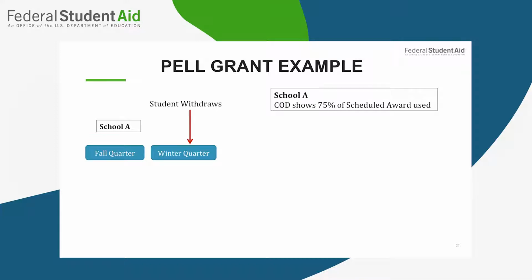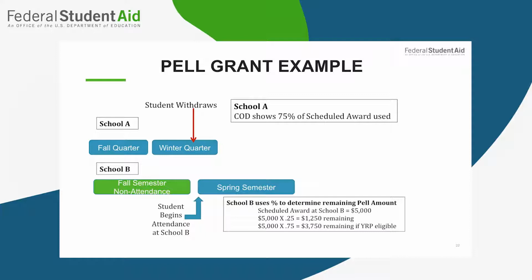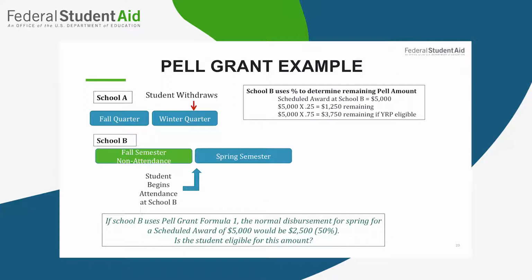So what does this mean when we're tackling the annual Pell Grant limit for this student? If the student's transferring to our school, which I'll call School B, and if we use Pell Grant Formula 1, the normal disbursement for spring for a student with a scheduled award of $5,000 would be $2,500, or roughly 50% of this scheduled award. Would the student be eligible for this amount for this spring semester that this incoming transfer student is starting right here at School B? The answer to that is yes. This student could get the $2,500 if they're starting at our school and they're enrolling at least half time and they qualify for the year-round Pell. The student could get that amount.